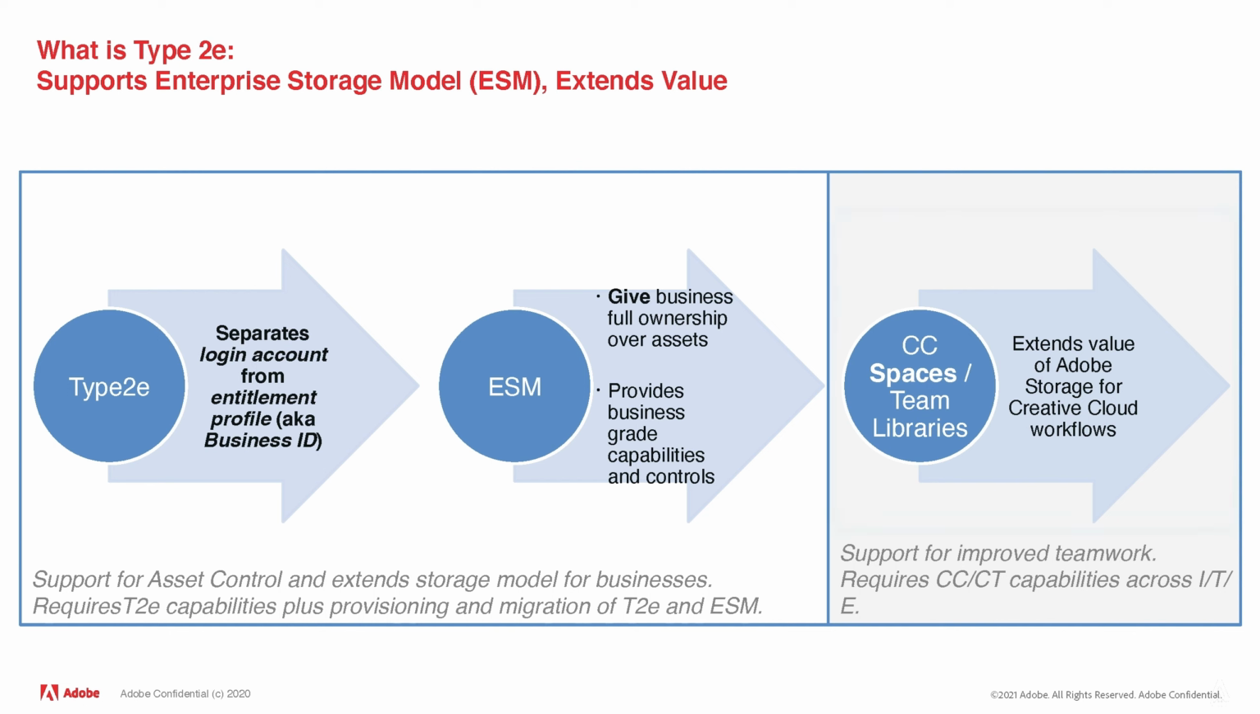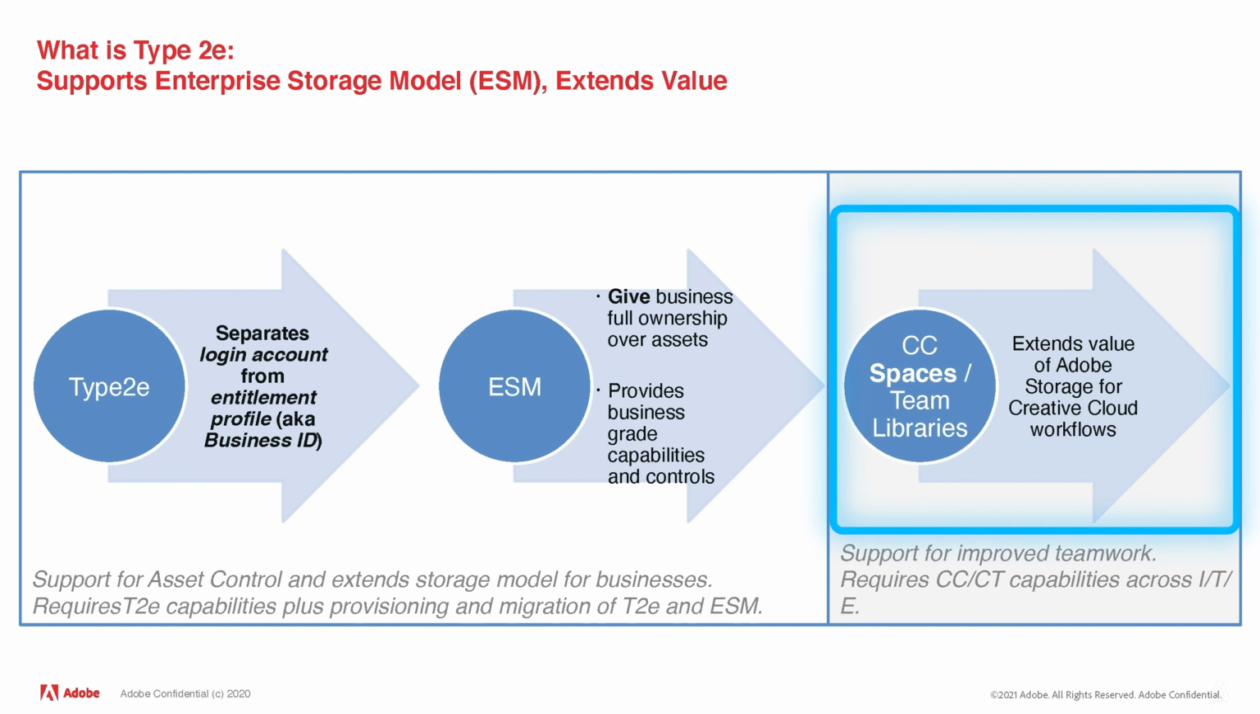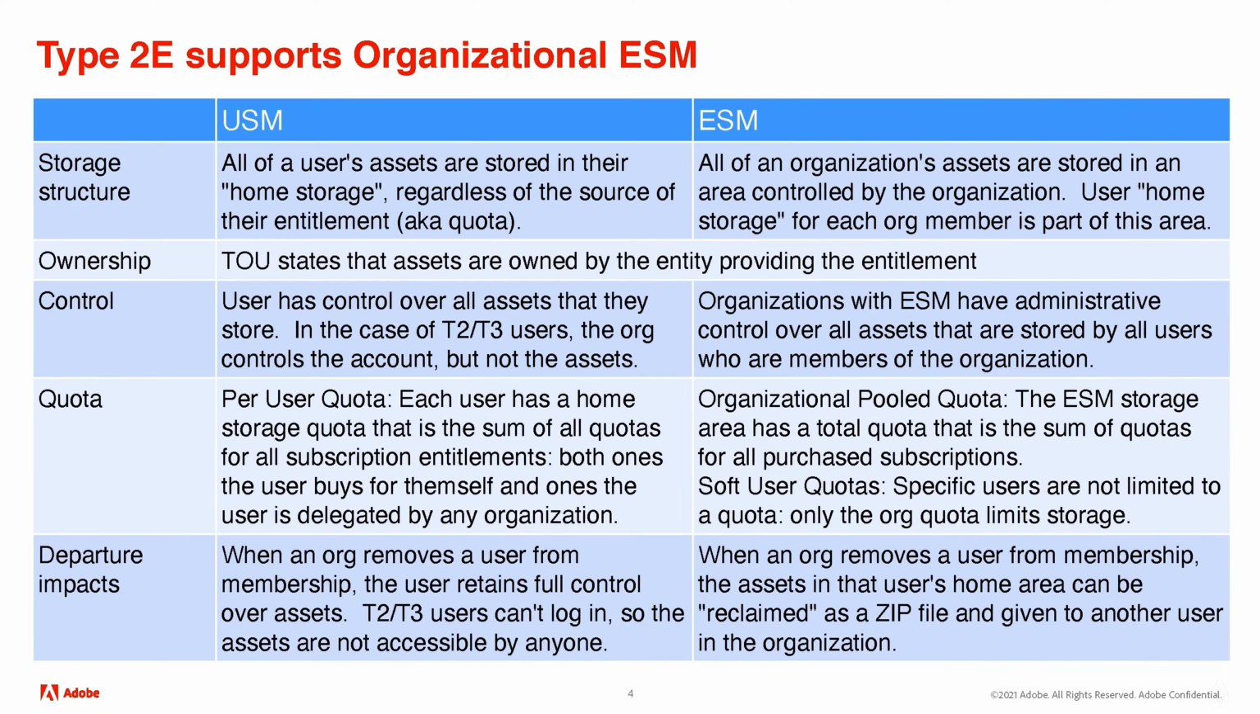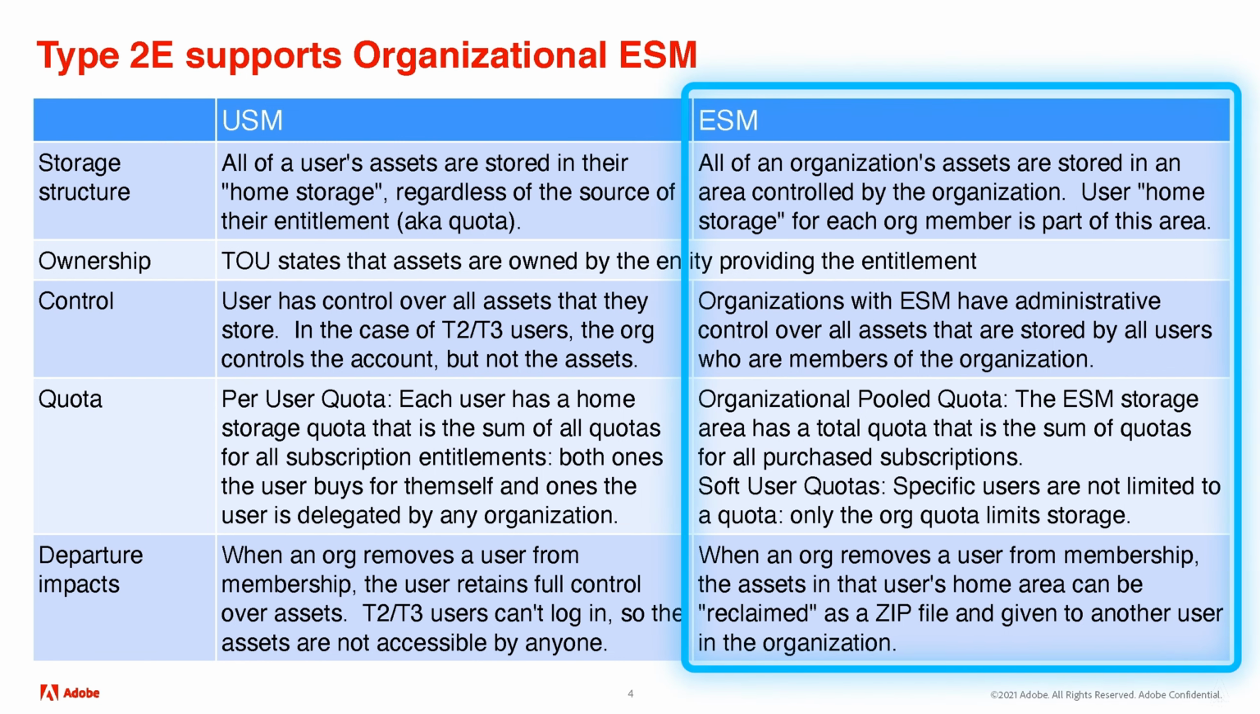This ESM structure enables organizations to deploy collaborative workflows, such as spaces or libraries, while ensuring the organization retains ownership of the assets versus the individual asset creator retaining the asset ownership. Here is a brief summary of the key differences between user storage and enterprise storage models. So today, in a user storage model, all of the user's assets are stored in the user's home storage, whereas in an enterprise storage model, all of the org assets get stored in an area controlled by the organization, regardless of the user who creates those assets.